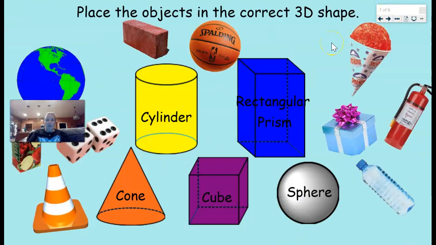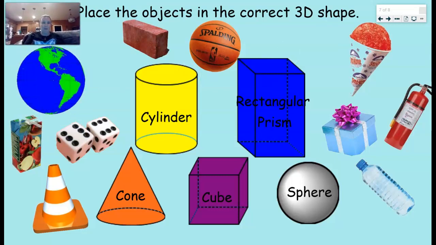So now what we're going to do is sort these shapes, and I'm going to move my picture up a little bit so I'm out of the way. We're going to put them in the correct 3D shape. Okay, so we've got our cylinder, our cone, our cube, our rectangular prism, and our sphere. Okay, so we got our dice here. What are those? You said cube, you are right.